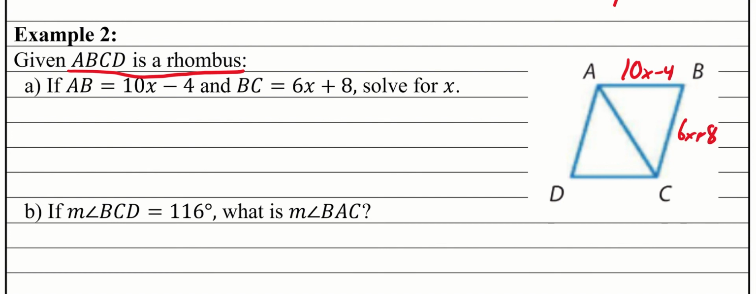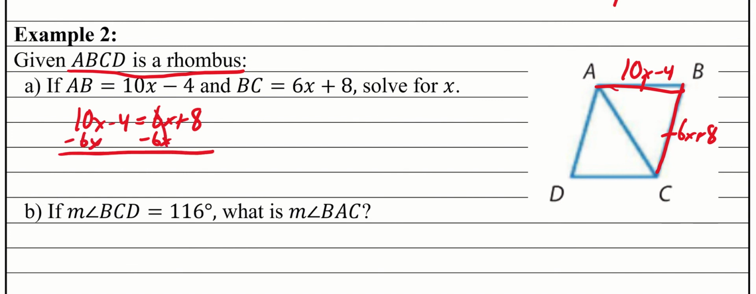Okay, well notice, what should I do with these here? Very similar to what we've seen in the past. Anytime I see a problem like this, I know that these 2 sides here, since this is a rhombus, all the sides are going to be congruent to each other. So to set up my equation, simple enough, I can just say 10x minus 4 equals 6x plus 8. Okay, and now that I've got this set up, I can solve like normal. So I can go ahead and subtract 6x from both sides. When I do that, these cancel. I have 10x minus 6x, which is 4x, minus 4 equals 8. Okay, continue.